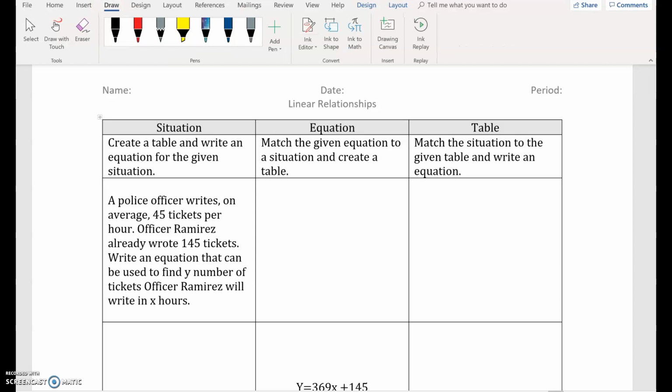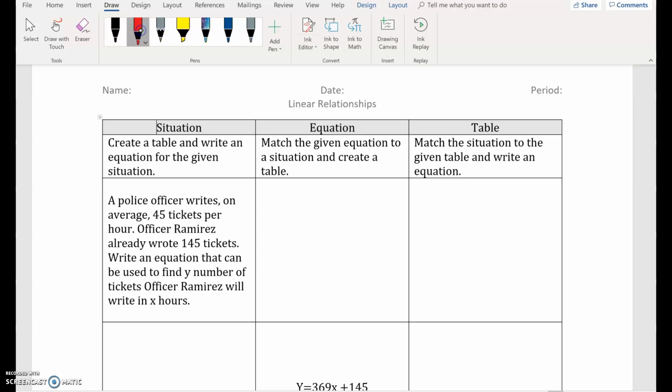So it says a police officer writes on average 45 tickets per hour. Officer Ramirez already wrote 145 tickets. Write an equation to find out y, the number of tickets he will write in x hours.